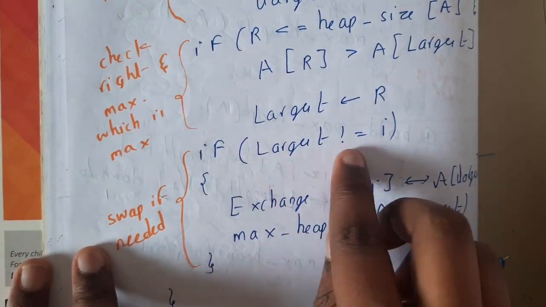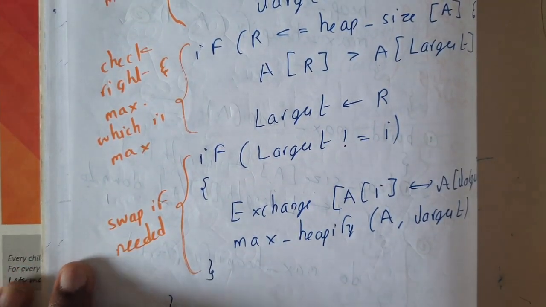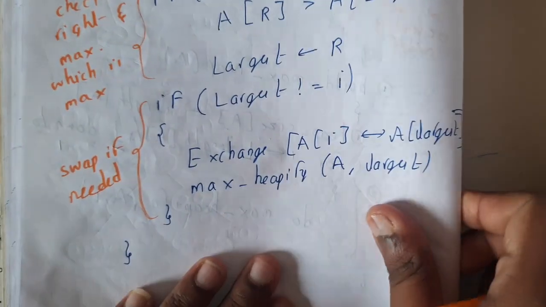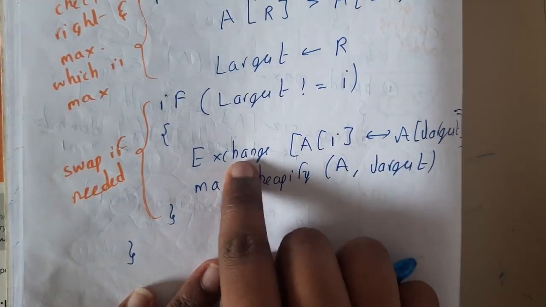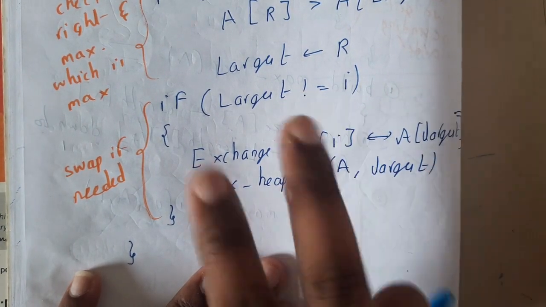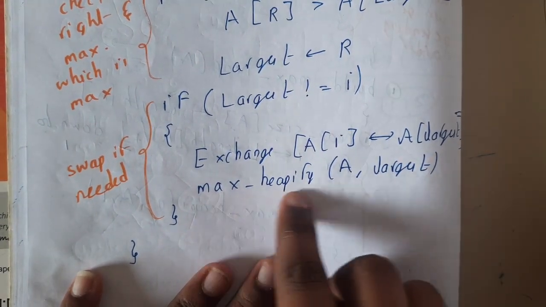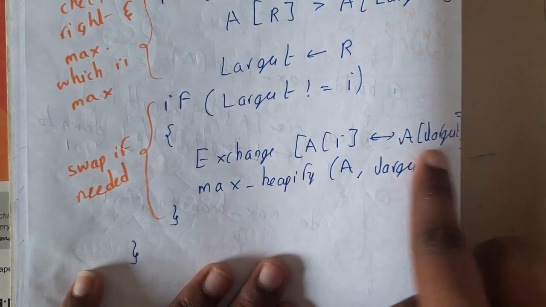So if largest is not equal to I, that is indirectly saying that there is some change. In that situation, we will be exchanging A of I with A of largest. Assume that exchange is a small function to swap 2 elements. That's it. Okay. So after that, you will be doing max heapify A comma largest. You'll understand why I am doing this again.